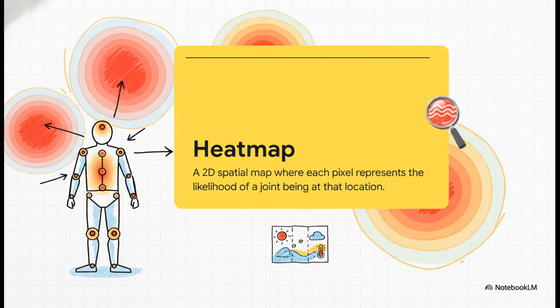To fix that, we get Section 5, the heat map revolution, visualizing probability. This was a real game changer. Instead of guessing an exact coordinate number, the network now outputs a heat map. Think of it like a weather map, but for probabilities. The network generates a 2D spatial map for every single key point.